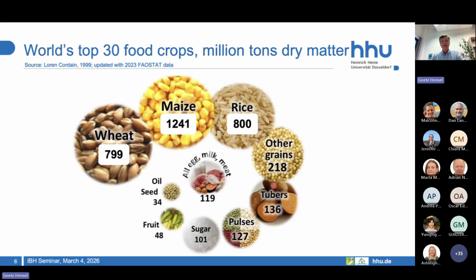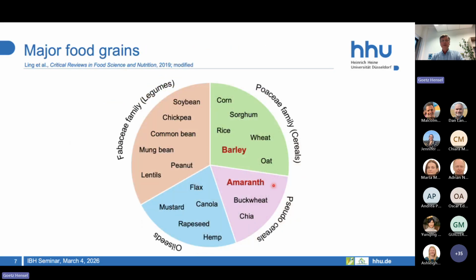And if you then look into this composition, you have here the oilseed grains, then the Fabaceae family, the legumes, you have the Poaceae family, and you have the pseudocereals. I highlighted here already two of the ones which I will talk about today. I will talk about barley, and then we'll also talk about amaranth.